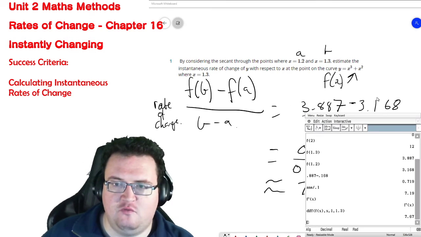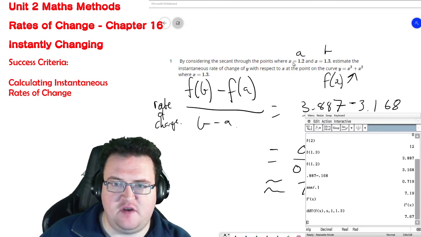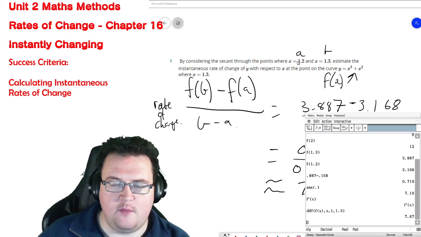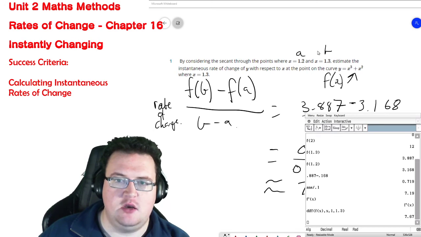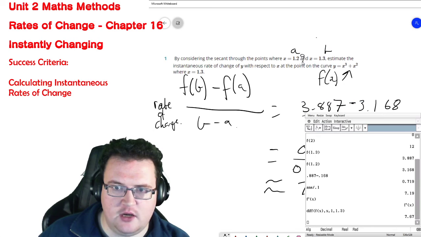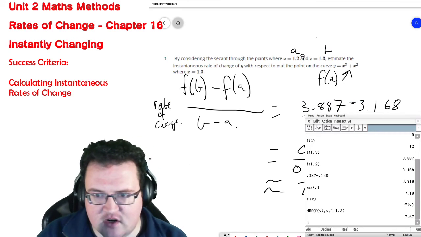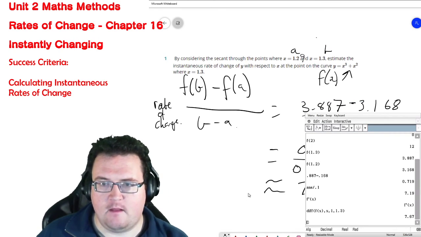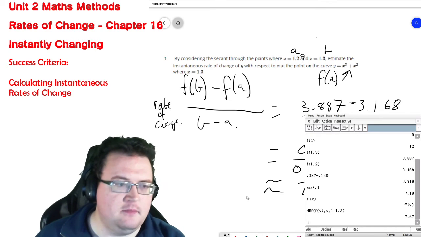So we could redo this question and say, well, instead of it being 1.2, what about if it was 1.29? We get even closer. All right, and we can find that out much, much easier.